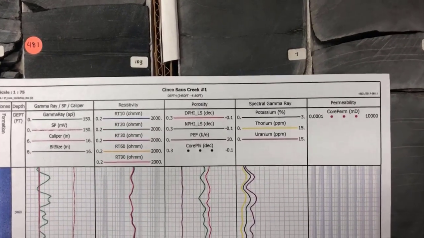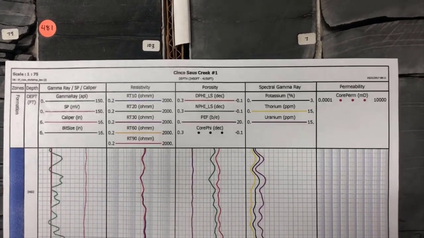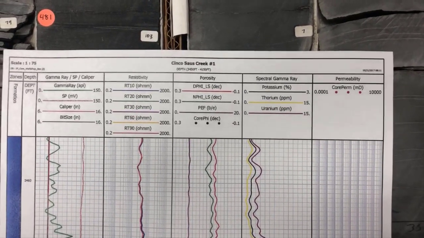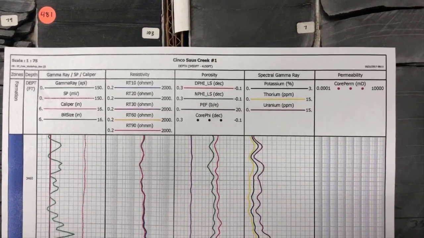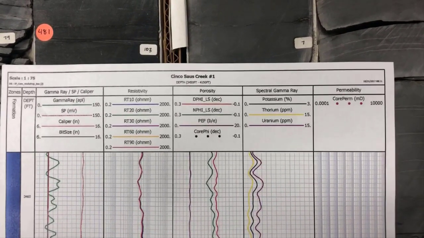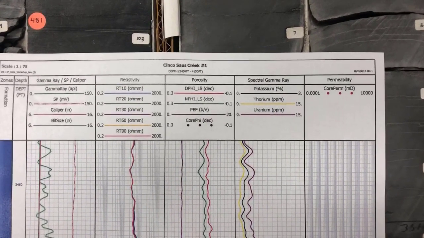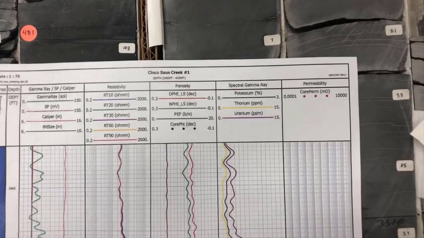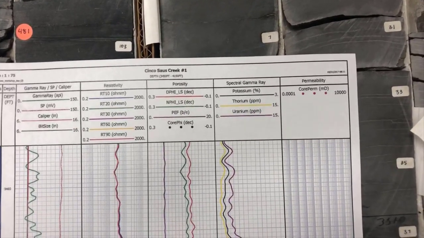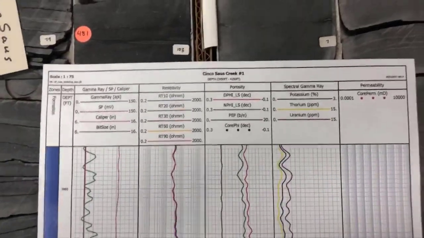We're also going to be looking at spectral gamma ray logs: potassium 0 to 3%, thorium 0 to 15 parts per million, and uranium 0 to 15 parts per million. And the last one is the permeability, which will oscillate between 10 to the minus 4 millidarcies and 10,000 millidarcies. So we have a great variability.